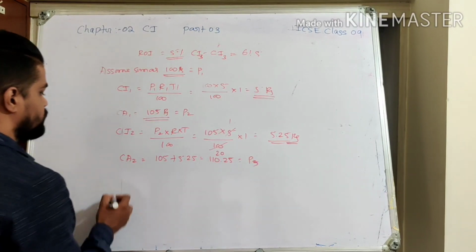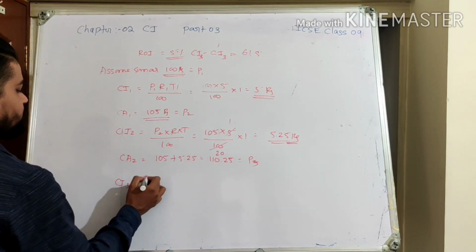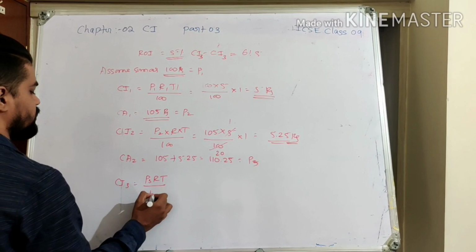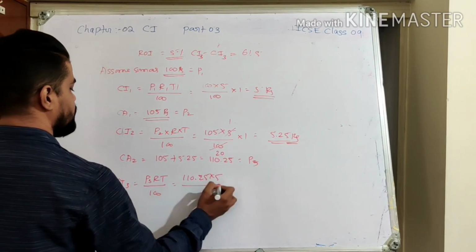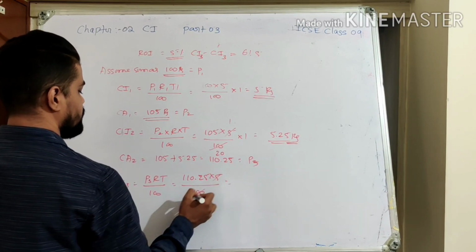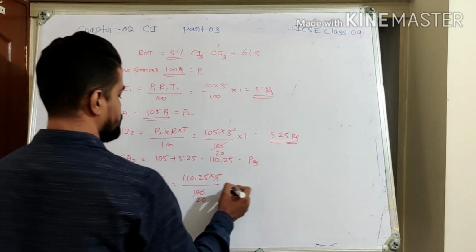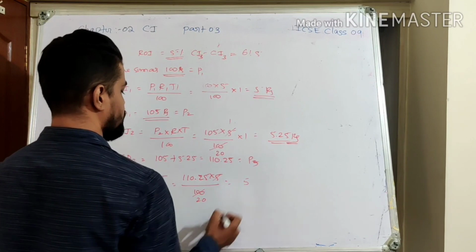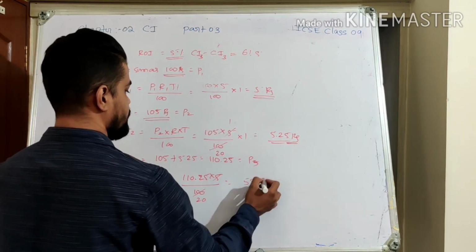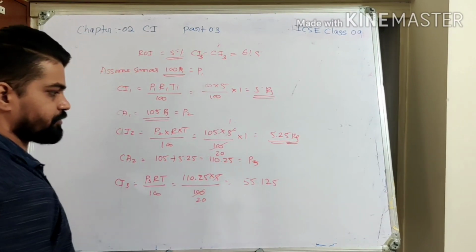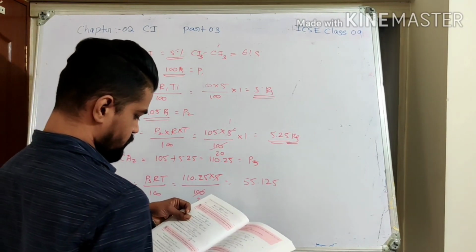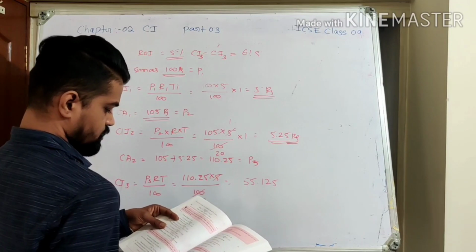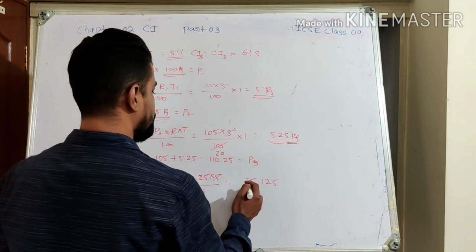Yes. So at the end of the third year, compound interest will be P3 into RT by 100, which is 110.25 into 5 by 100. So 5 ones are 5, 20s are 100. Again same logic. If you divide by 2, 2 5s are 10, 2 5s are 10, and then 1 2 5 you have to go for. Okay. So that is 55.125. No, not 55. It's 5.5125.